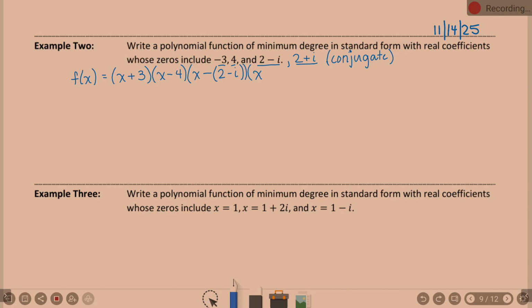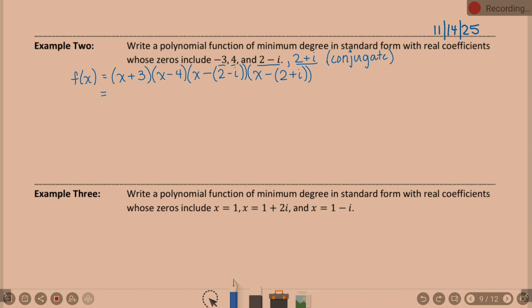We also have to have x minus the quantity 2 plus i. So it's x minus the quantity 2 plus i. Now, could you skip what I just wrote and go ahead and jump to the next step? By all means, you can.